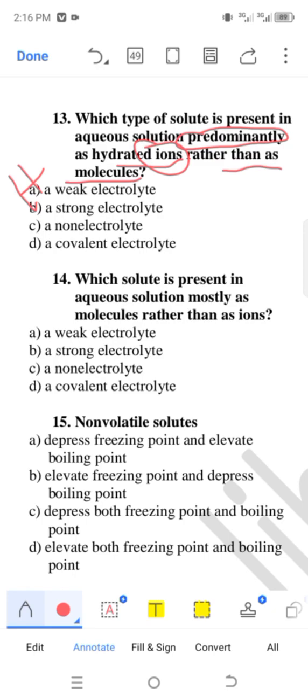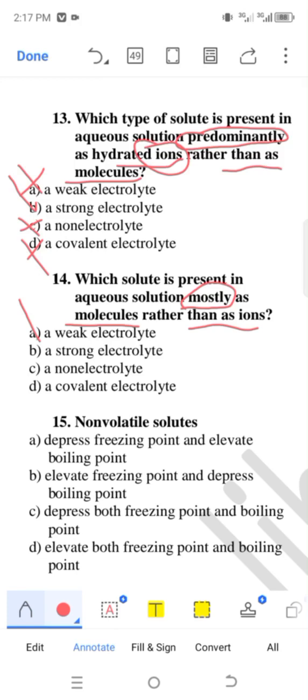A non-electrolyte, no. A covalent electrolyte, it's also incorrect. Which solute is present in aqueous solution mostly as molecules rather than as ions? So this is just the opposite of 13. It said present mostly, predominantly as molecules, not as ion. So the weak electrolytes are the correct answer because they are present in aqueous solution as non-ionized or non-dissociated molecules rather than as ions. Question 15, non-volatile solutes.